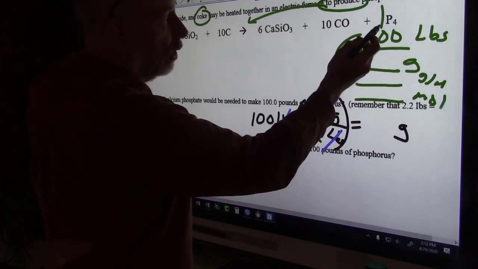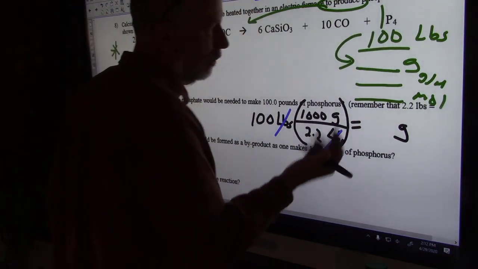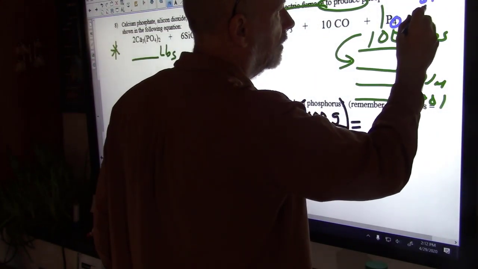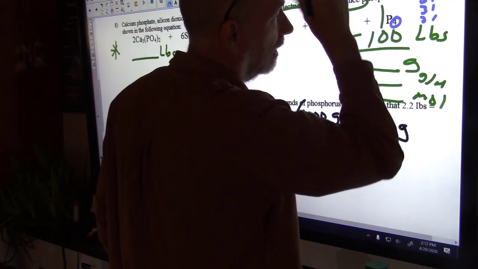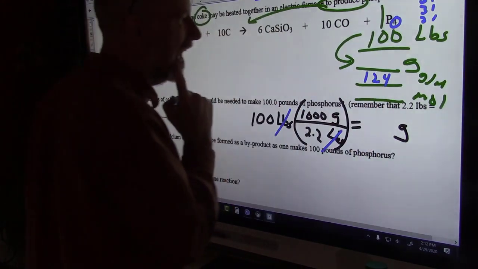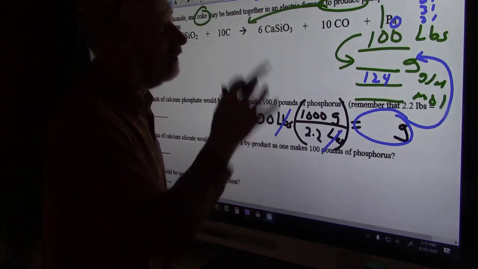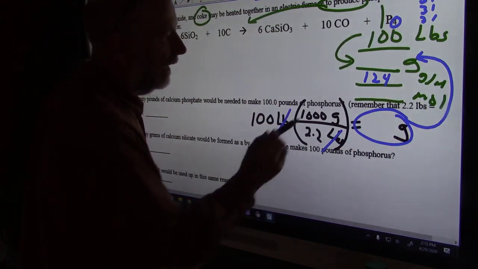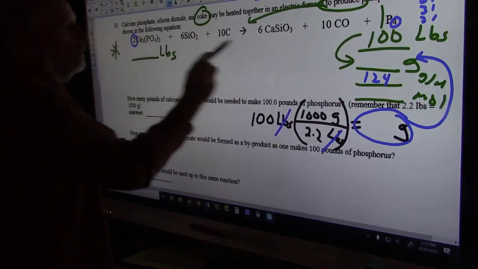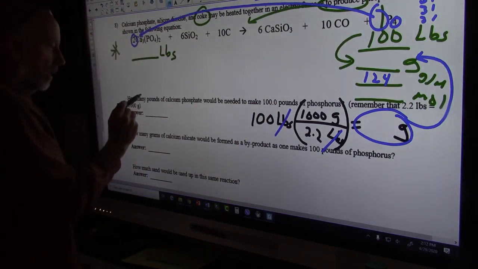Then you use your grams per mole of P4. Now phosphorus is 31, 30.9. But it has the 4 here, so make sure you do 31 plus 31 plus 31 plus 31, which is 124, right? 124 grams per mole. Put it in right there, because we don't want to use pounds for doing this. And then calculate moles. It's a 1 to 2 mole to mole ratio.